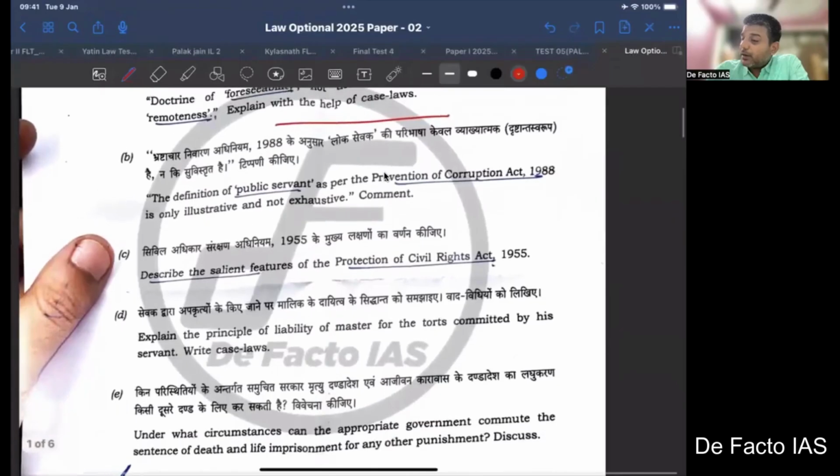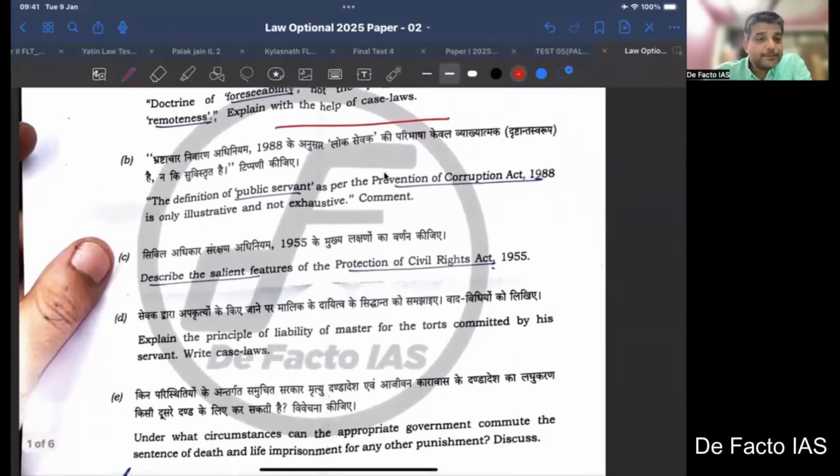If you go to the paper, law optional 1B, not nervous shock. 1B is saying the definition of public servant as per the Prevention of Corruption Act 1988 is only illustrative, not exhaustive, right? Now, there can be a single line answer, yes, but obviously you can't just write yes. What you will do is talk about what the purpose of the Act was. You will say how the IPC was unable to handle it, hence this law came into being, right? And then you will talk about the definitions that are there in the Act.